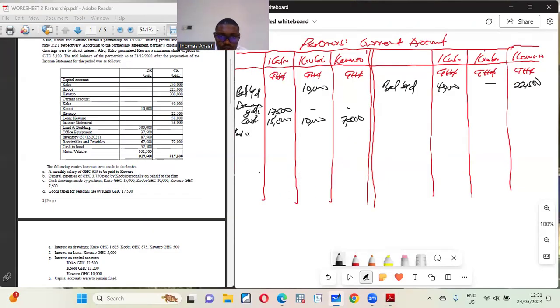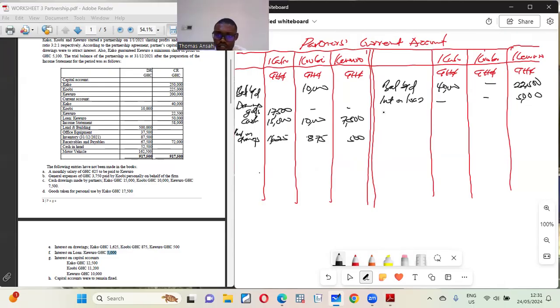Interest on drawings. So let's go to our interest on drawings. So this Kako is what? 1625. All right, then we have 875. Then we have 500. All right, so that is that. You remember the things that came here? Interest on loan, right? Do you remember the person that gave the loan was what? Kevro, so 5,000.